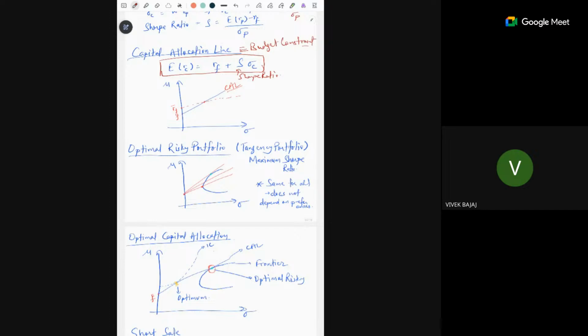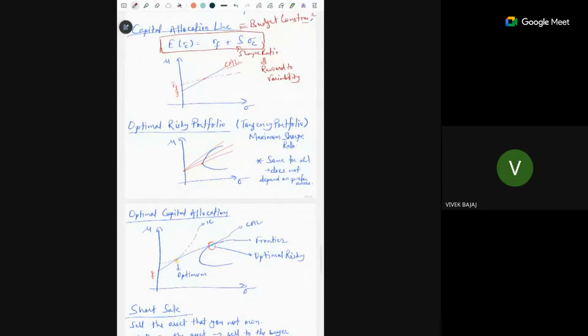As we discussed earlier, the Sharpe ratio is the measure of reward to variability. So to find the optimal one, I want the portfolio which has the highest reward to variability. That means it should have the highest Sharpe ratio. So the optimal risky portfolio will be the one which has the maximum Sharpe ratio. And which one will that be?